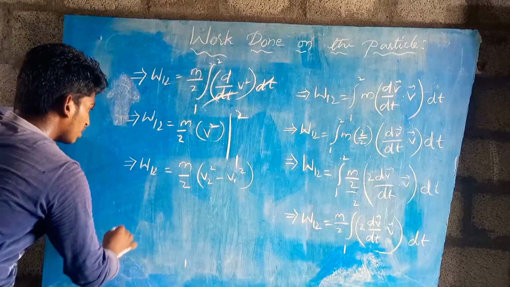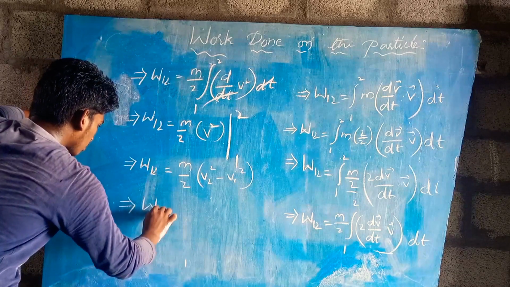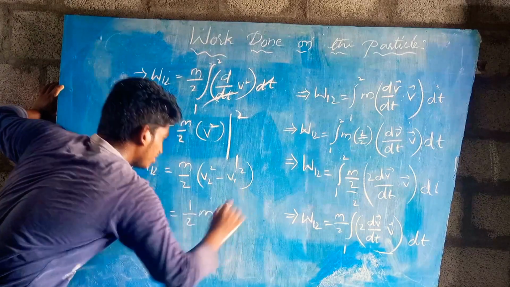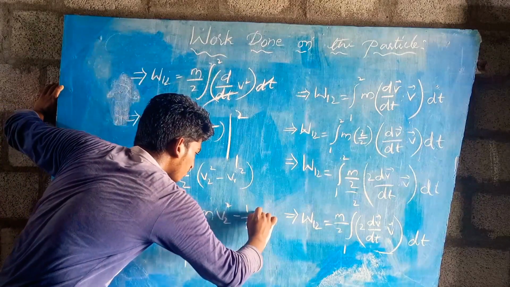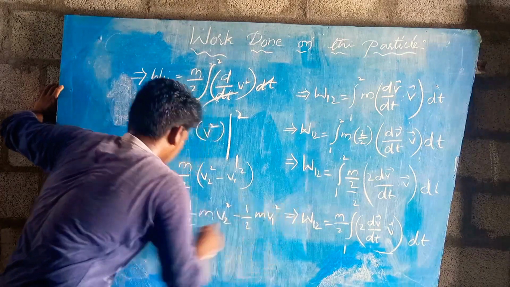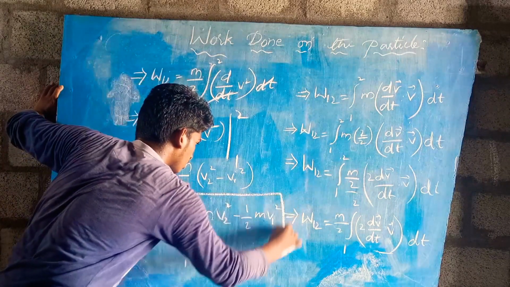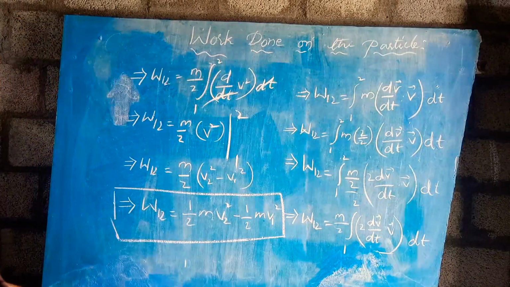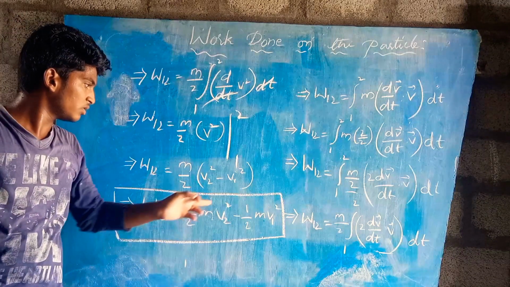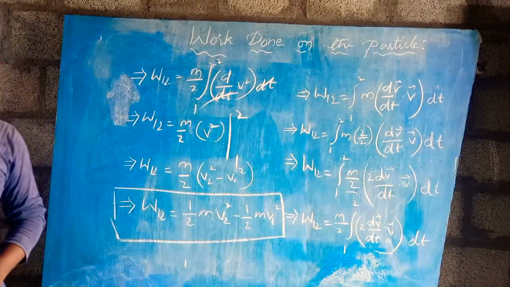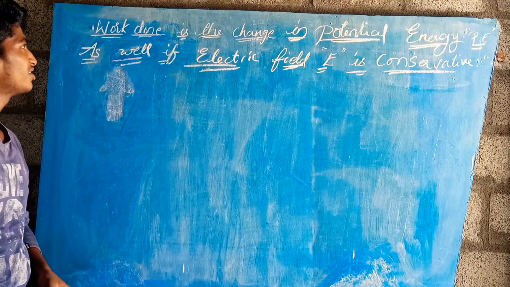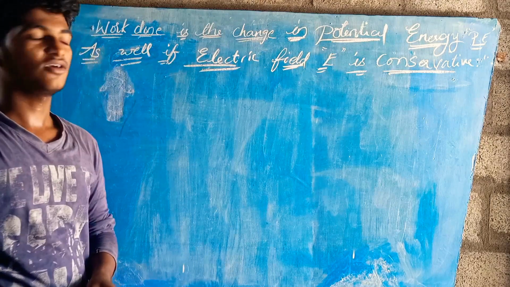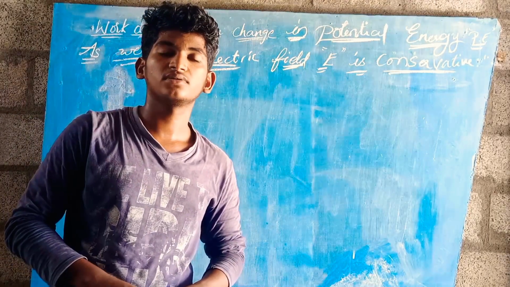From that equation we get W12 is equal to half m v2 square minus half m v1 square. This shows that the work done is equal to the change in kinetic energy of that particle. Work done is the change in potential energy as well if the field is conserved.